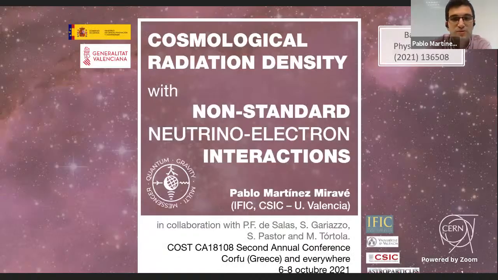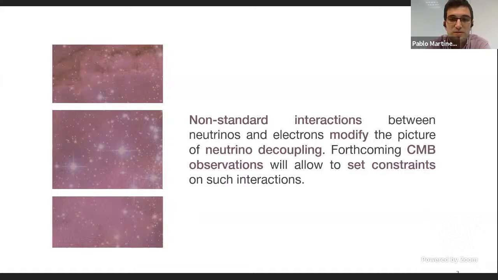You said, is cosmological radiation density with non-standard neutrino-electron interactions and how this can be related to Lorentz invariance violation. So the first idea I wanted to talk about is the fact that non-standard interactions modify how neutrinos and electrons interact in the early universe, and this affects how neutrinos are coupled from the cosmic plasma.